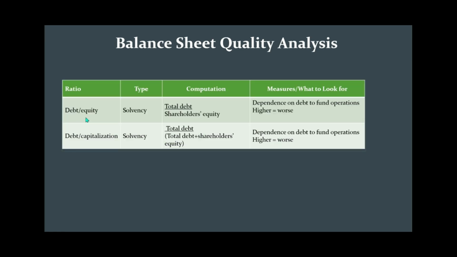Continuing with ratios, debt to equity, this is a solvency ratio, and it's total debt over shareholders' equity. It measures a company's dependence on debt to fund operations, how much debt is used in the company's operations. A higher ratio means that the company is using more debt, and this is typically not good for the company if it's using too much debt. Debt to capitalization, this is another solvency ratio, and it's total debt over total debt plus shareholders' equity. Similar to the debt to equity ratio, it looks at the company's dependence on debt to fund operations, and the higher ratio is typically worse than the lower one.